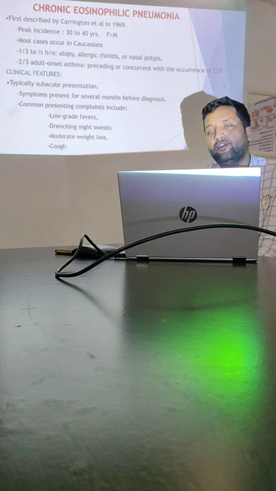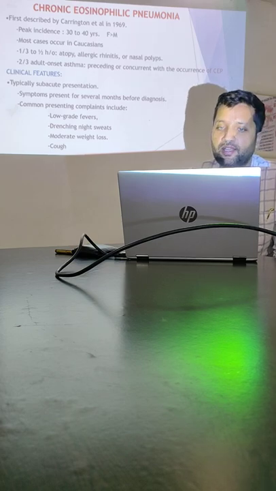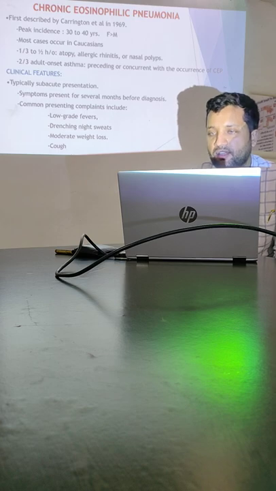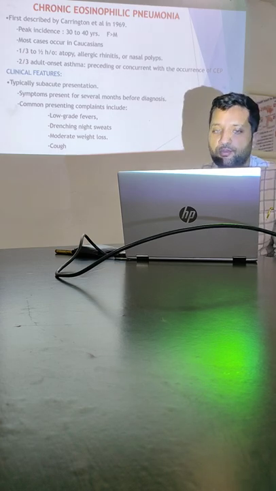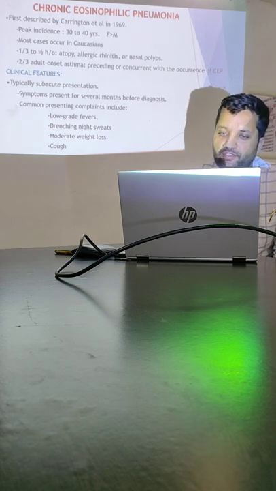Peak incidence is 30 to 40 years of age, and it is more common in females. In most cases, 1/3 to 1/2 of patients have a history of atopy, allergic rhinitis or nasal polyps. Adult onset asthma may precede or be concurrent with the occurrence of chronic eosinophilic pneumonia. Typically, it has a subacute presentation, with symptoms present for several months before diagnosis.